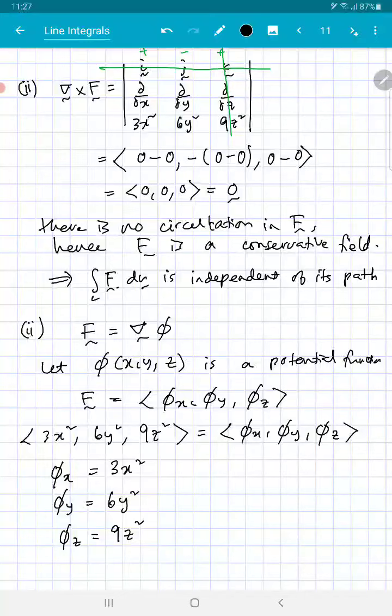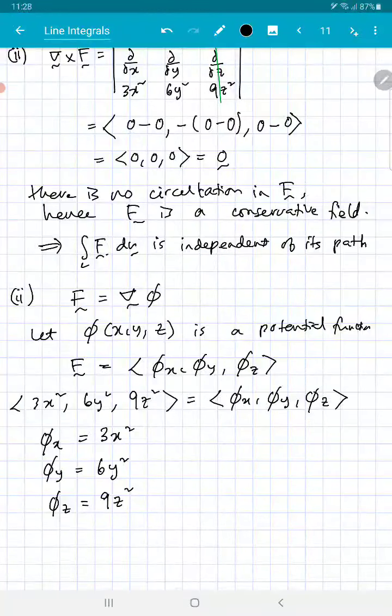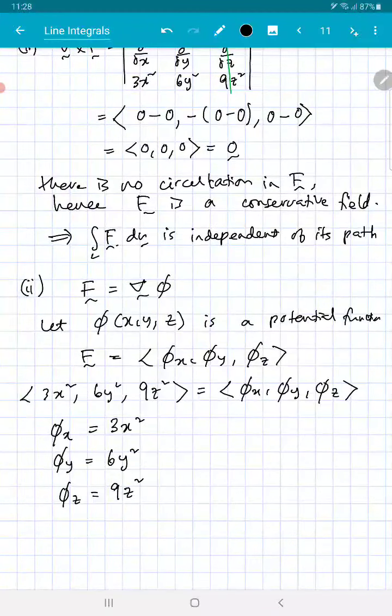So our task now is to find the scalar, the potential function phi. Okay, so let's use the first equation here. I'm going to call these the first equation, second equation, third equation.